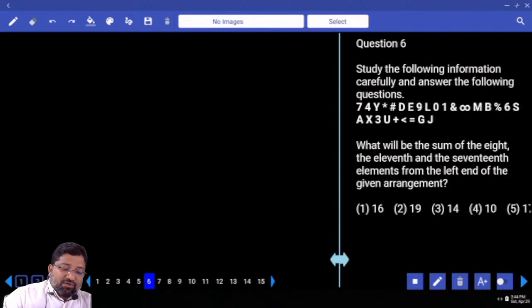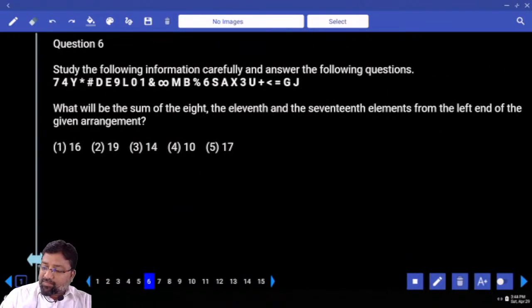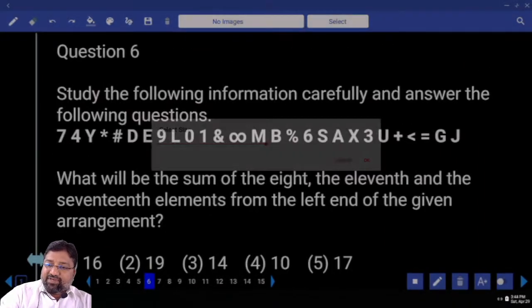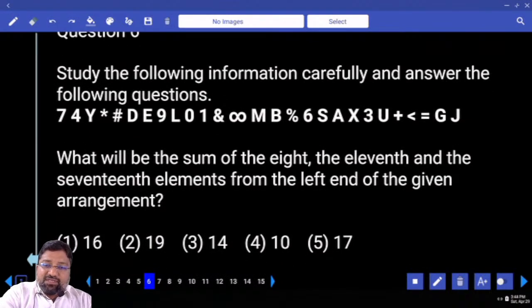Now I have a question on series of elements. What's the question? Study the following information carefully and answer the following questions. What will be the sum of the 8? What is 8?